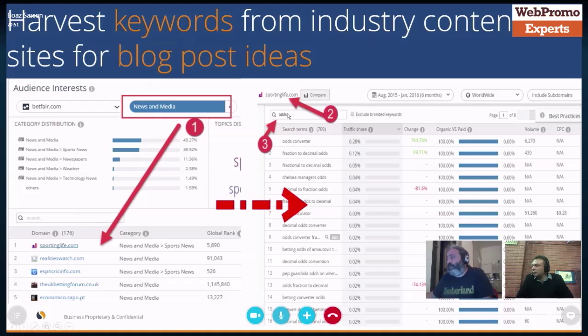I can filter by word, and I was filtering, in this case, by the word odds. And I get a list of 700 terms that contain the word odds. And these are questions or problems. Many of these are ideal blog posts if I'm looking for betting traffic.